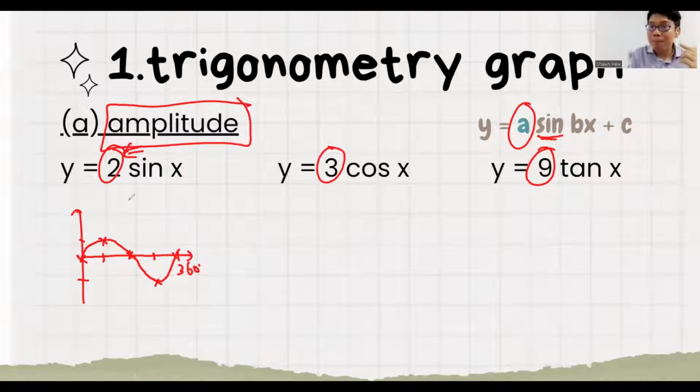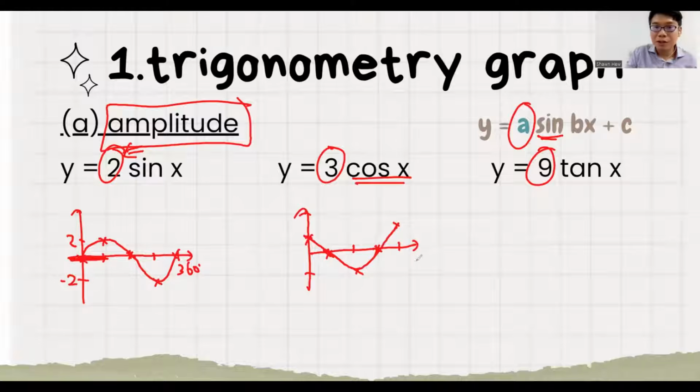After that, amplitude change. Amplitude means your graph from the middle goes up or from the middle goes down, it's 2 now. So it will be 2 going up, 2 going down. So this is your y equals 2 sine x. How about y equals 3 cos x?